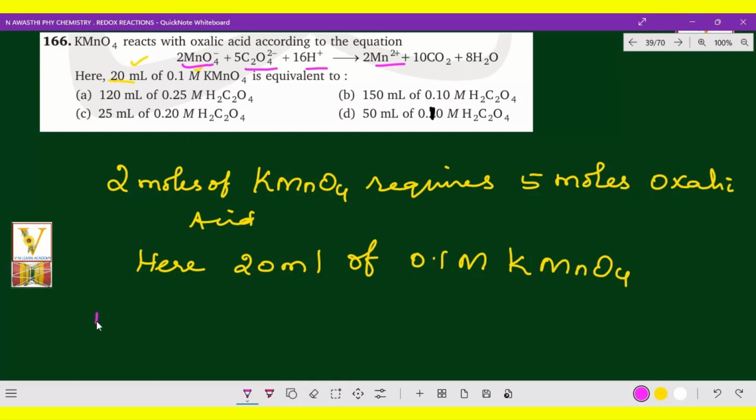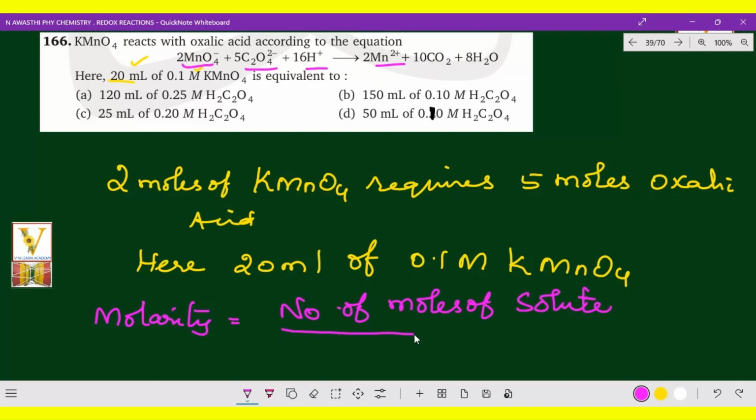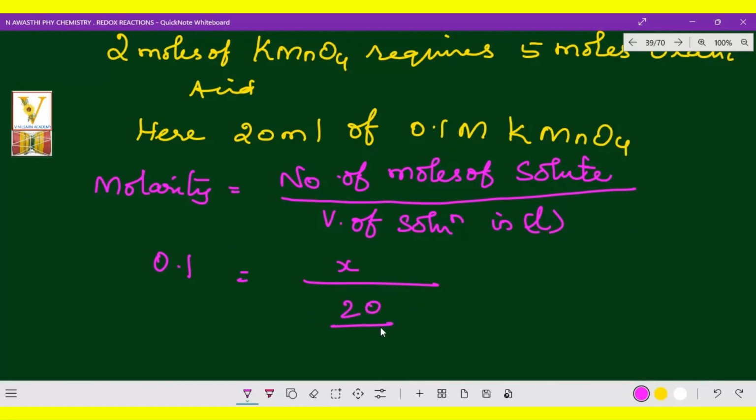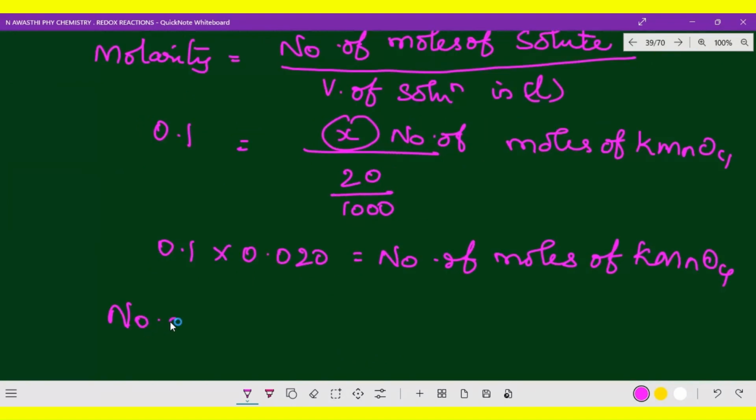Yeah, now molarity, directly we can go to that point. Molarity equal to number of moles of solute divided by volume of solution in liter. Okay, now here molarity they have given 0.1. 0.1 into number of moles, we can make it as x, divided by volume of solution in liter, that is 20 ml. No, so 20 divided by 1000. So here we can bring it, number of moles of KMnO4.